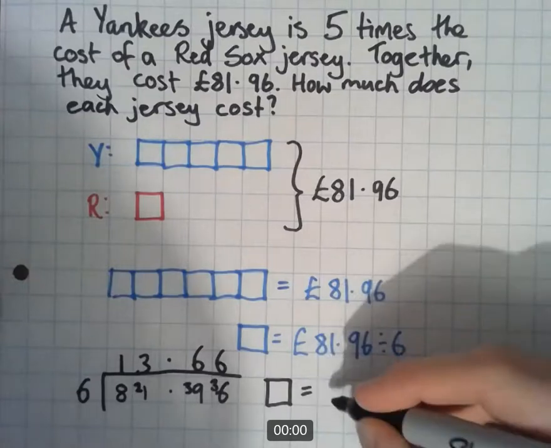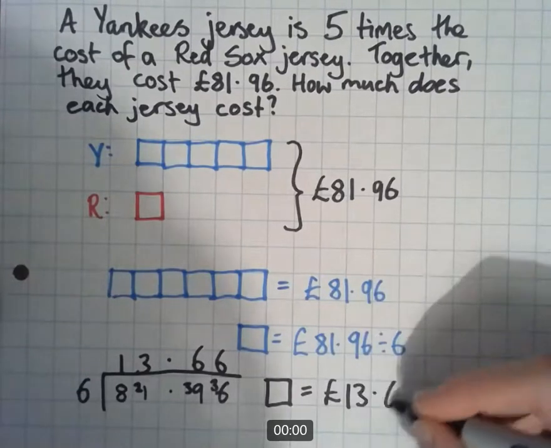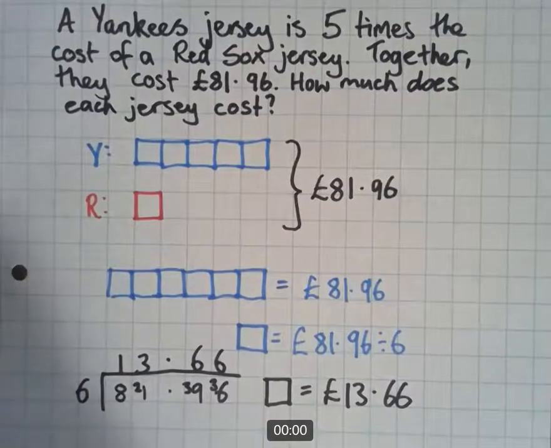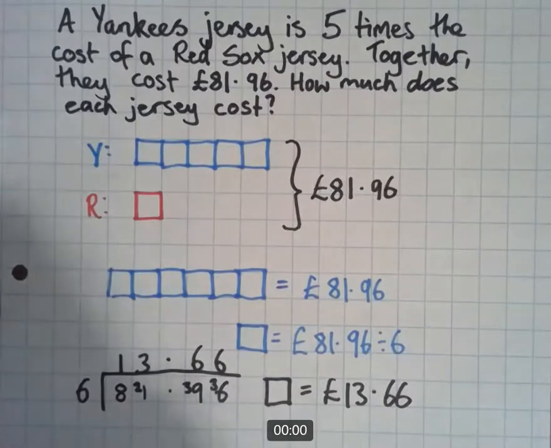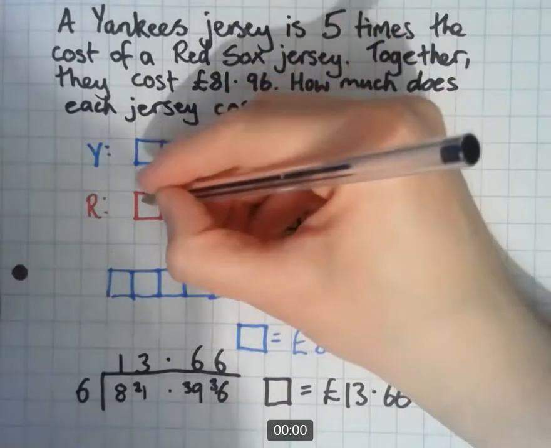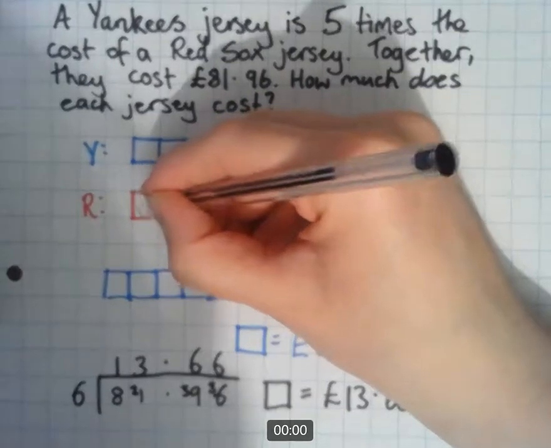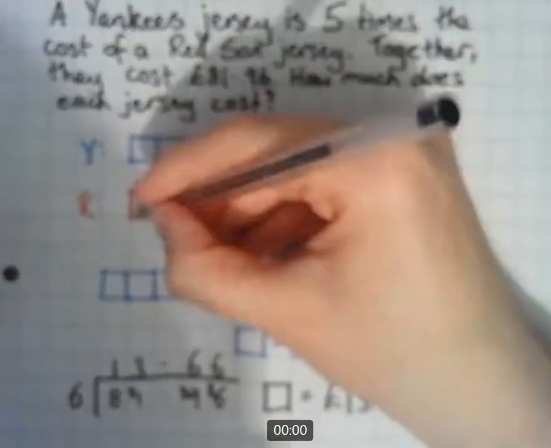And it tells us that one of those blocks is worth £13.66. And now we can go and put that information back into the diagram and it can help us to work out what each of these jerseys costs. So if I pop that back in, we've worked out that each one of these little cubes is worth £13.66. So actually the Red Sox jersey is going to be really easy to work out because it's just one of those. And you can imagine there are 5 here. So we're going to put that price into each of those little blocks on the Yankees jersey there. And now the diagram is filled in and we can start working out the final cost of these things.